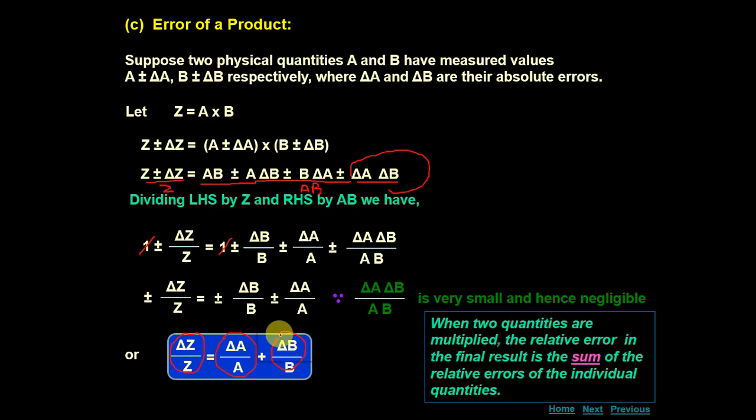So what we can write here is, when two quantities are multiplied, the relative error in the final result is the sum of the relative errors of the individual quantities. As we have seen in the case of addition and subtraction, absolute errors get added, but now it is the relative errors of the two physical quantities which get added to give you the relative error in the result of the multiplication of the two numbers.